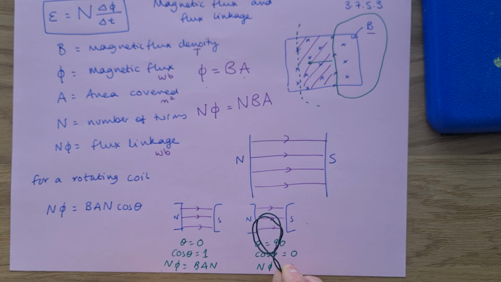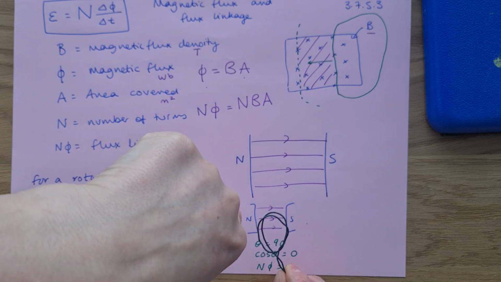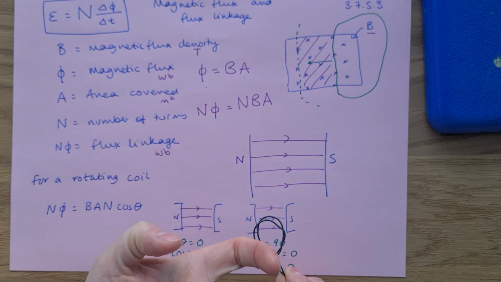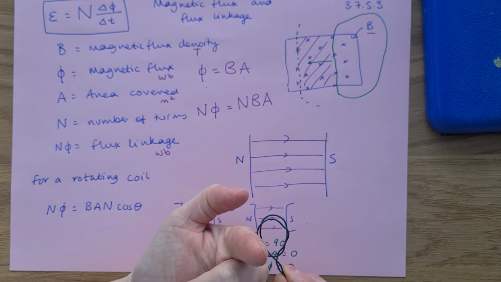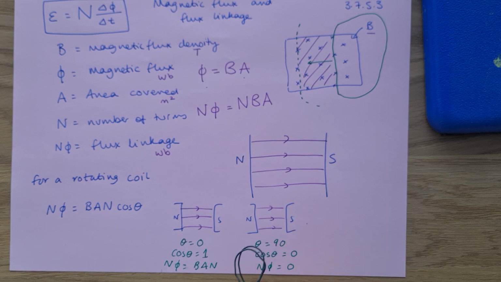If it's like this, it's 90 degrees, right? Because the normal of my coil is now down into the page or coming up like that, and the field is at 90 degrees. So we say theta is 90, so cos of theta is 0, so Nφ is 0. Right? So no EMF is produced then, max EMF is produced then. And then you get this equation here, Nφ is BAN cos theta.